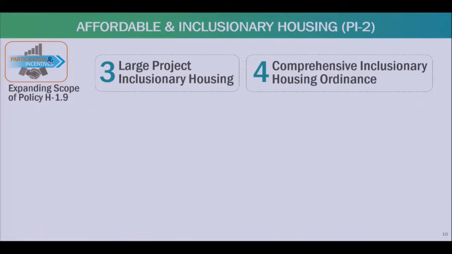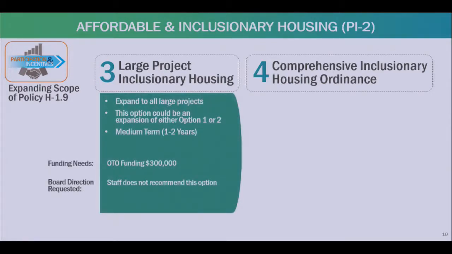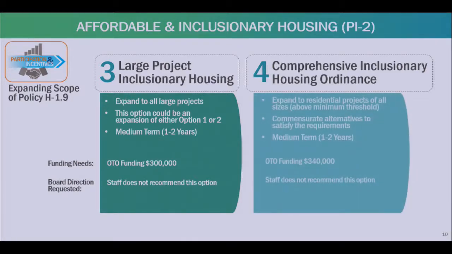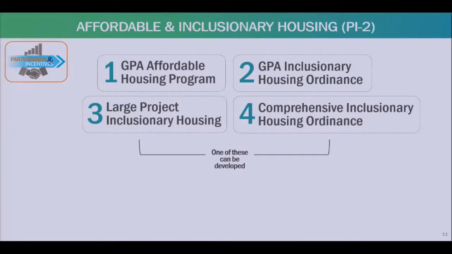The next two options for inclusionary housing expand beyond the criteria described in H1.9. Option 3 would be to expand the inclusionary housing requirements to all large development projects and would be an expansion of either option 1 or 2. Option 4 would expand the inclusionary housing requirements to residential projects of all size above a minimum threshold. This option would include a sliding scale for smaller projects or other alternatives to satisfy the requirements. Staff does not recommend these options. The board can choose to direct staff to develop one of the 4 programs. Staff is recommending that an economic analysis be prepared for options 1 and 2 and that staff return to the board for consideration.